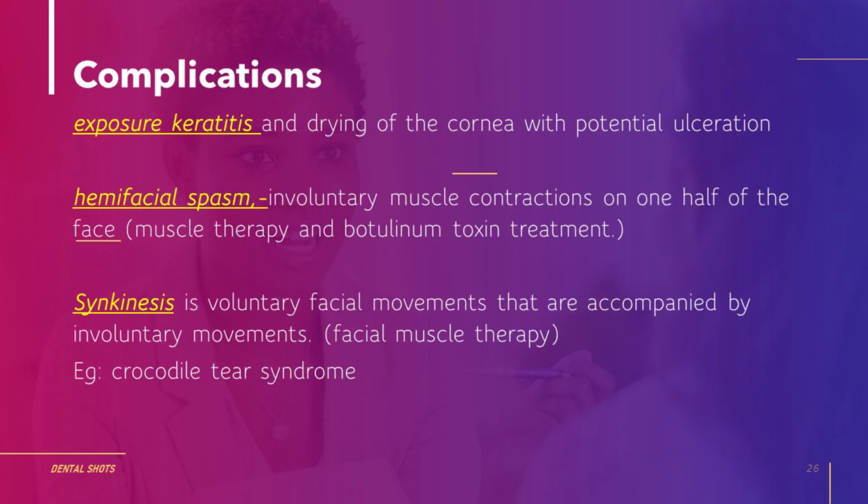The complications of facial nerve palsy, the first one is exposure keratitis, where drying of the cornea leads to ulceration of the cornea. The second complication is hemifacial spasm, in which one half of the face undergoes involuntary muscle contraction. This can be treated with muscle therapy and also botulinum toxin therapy. The third complication is synkinesis, which is voluntary facial movements accompanied by involuntary movements. In this case also we can use facial muscle therapy.